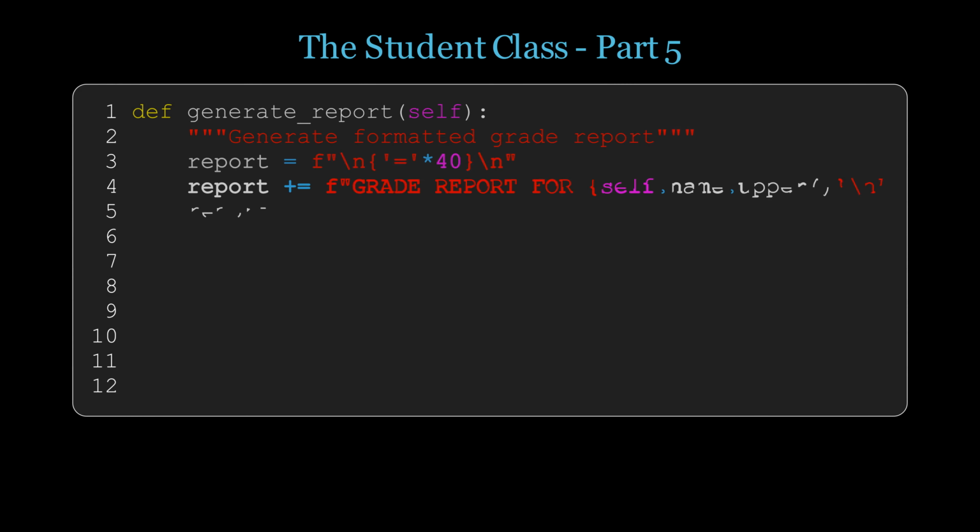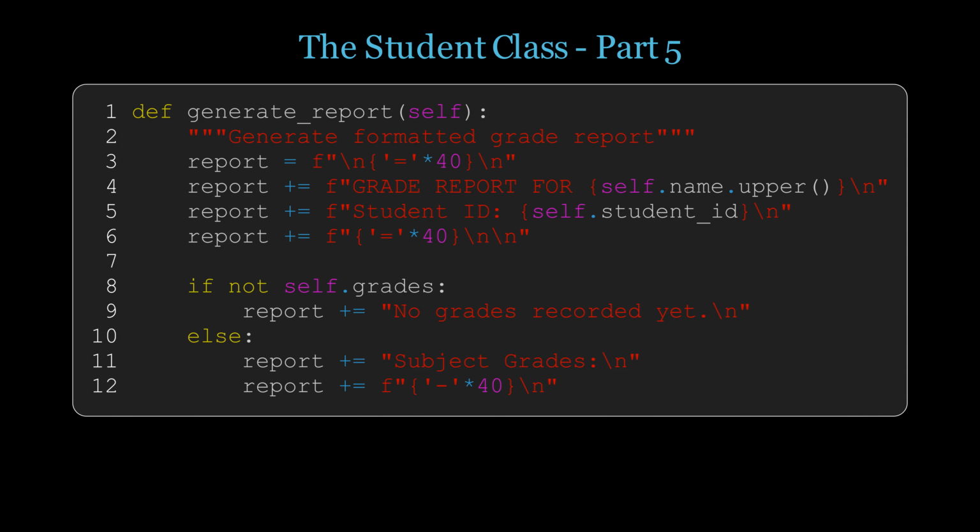Finally, let's create a method to generate a formatted grade report. This will display all the student's information in a professional, easy-to-read format. We'll use string formatting and alignment to make it look polished. The generateReport method builds a formatted string step by step. We start with a line of equals signs for visual separation, using string multiplication with a star operator creates 40 equals signs.